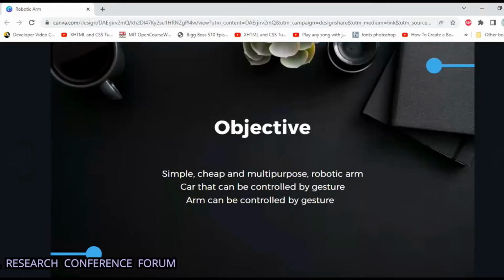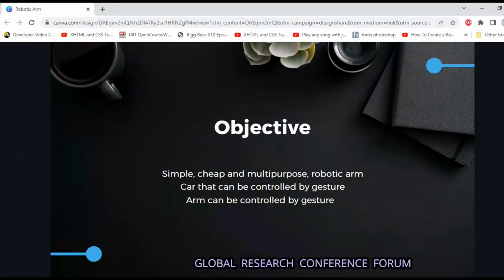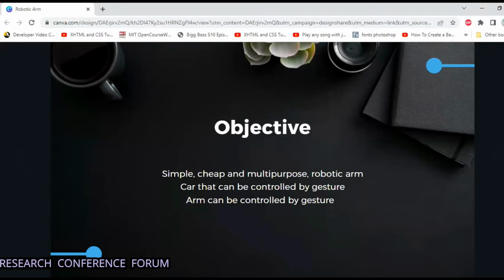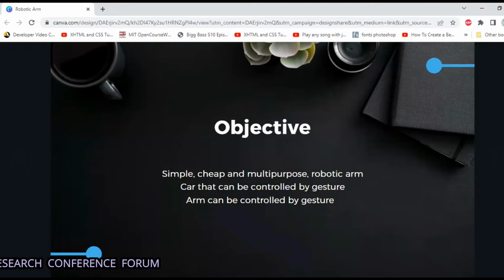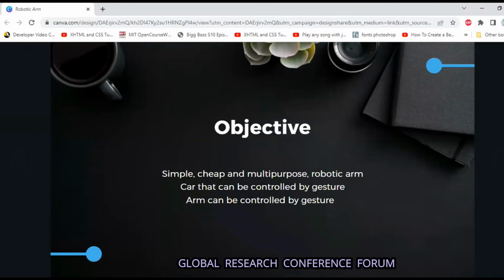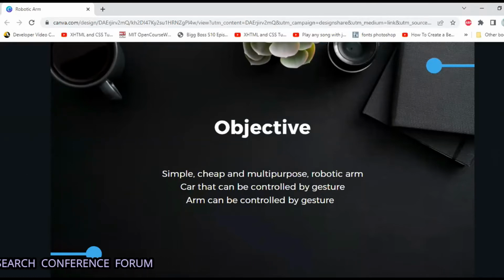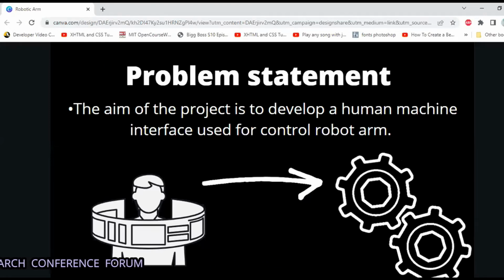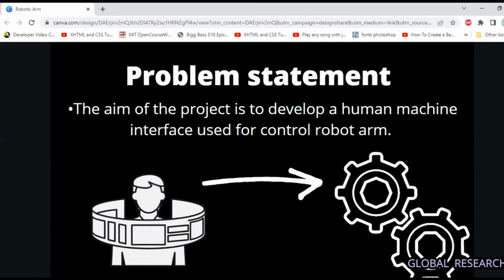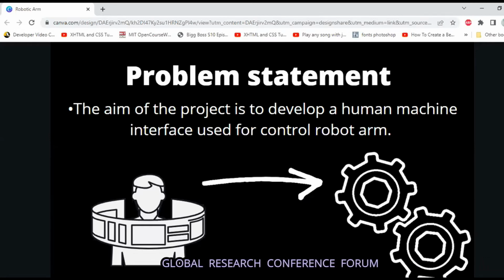We decided to make this gadget simple and inexpensive so that it may be mass produced and used for a variety of purposes. The goal of this project is to create a car or an arm that can be controlled through gestures, and this can be utilized in a variety of applications including wireless controlling and more. Problem statement: the aim of this project is to develop a human machine interface used to control a robot arm.